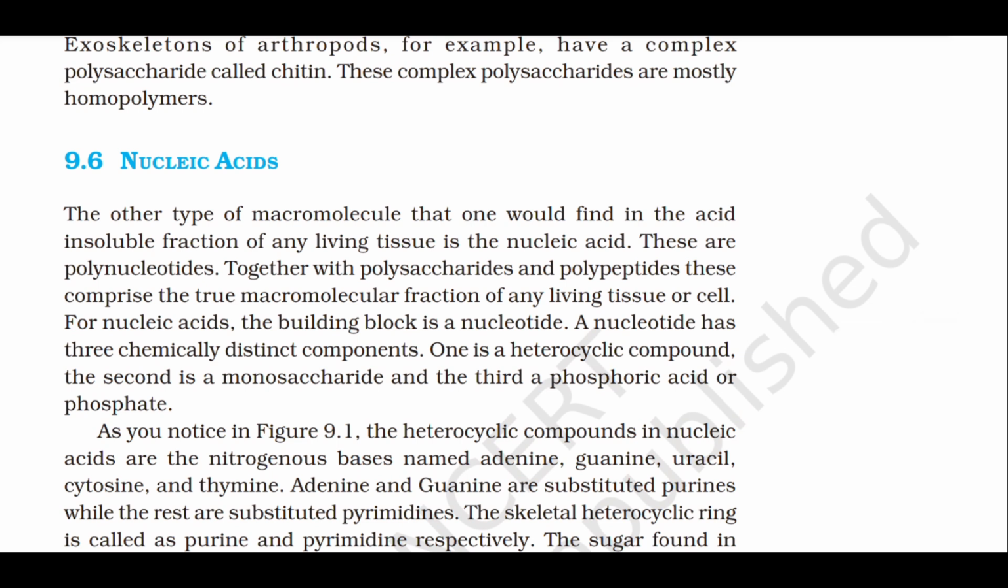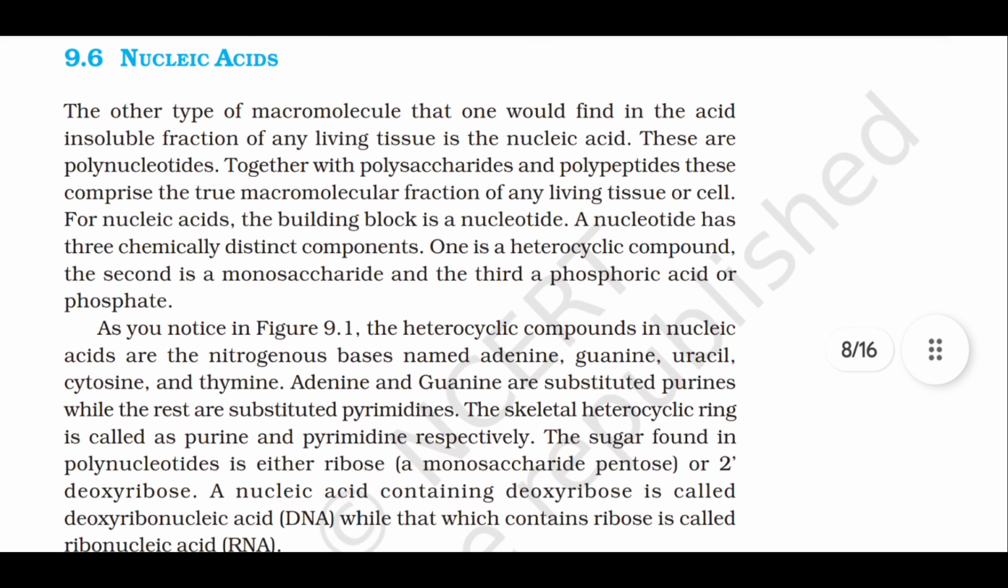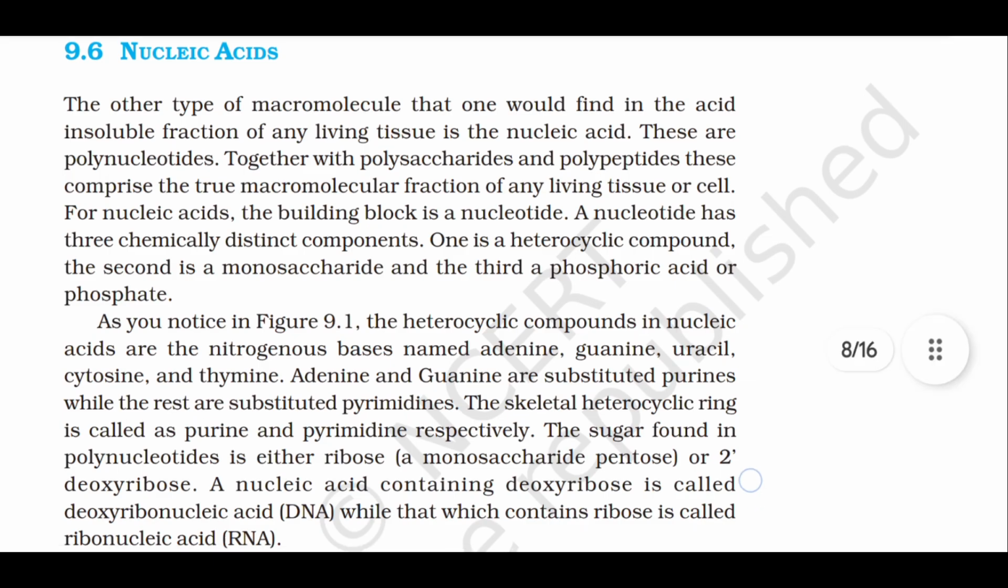9.6 Nucleic acids. The other type of macromolecule that one would find in the acid-insoluble fraction of any living tissue is the nucleic acid. These are polynucleotides. Together with polysaccharides and polypeptides, these comprise the true macromolecular fraction of any living tissue or cell. For nucleic acids, the building block is a nucleotide. A nucleotide has three chemically distinct components. One is a heterocyclic compound, the second is a monosaccharide, and the third a phosphoric acid or phosphate.